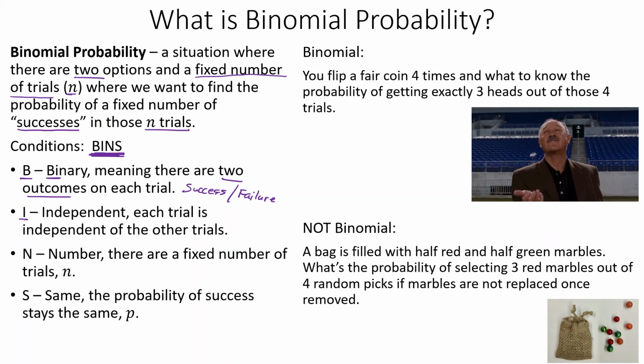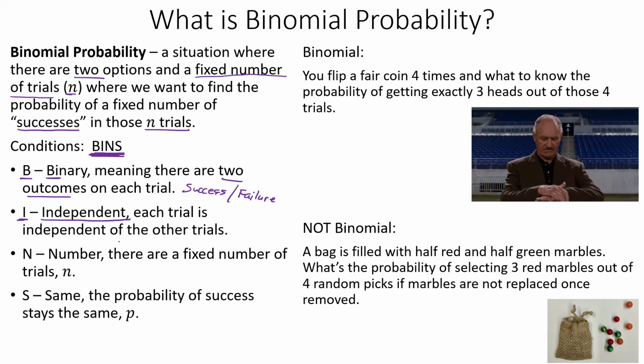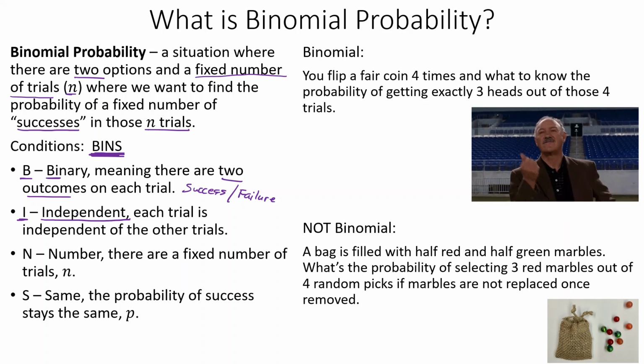All right, the I means that the trials are independent of each other. So what happens the first time does not affect what happens the next time, and does not affect what happens the time after that. Sometimes this condition doesn't work, and then we're no longer binomial.